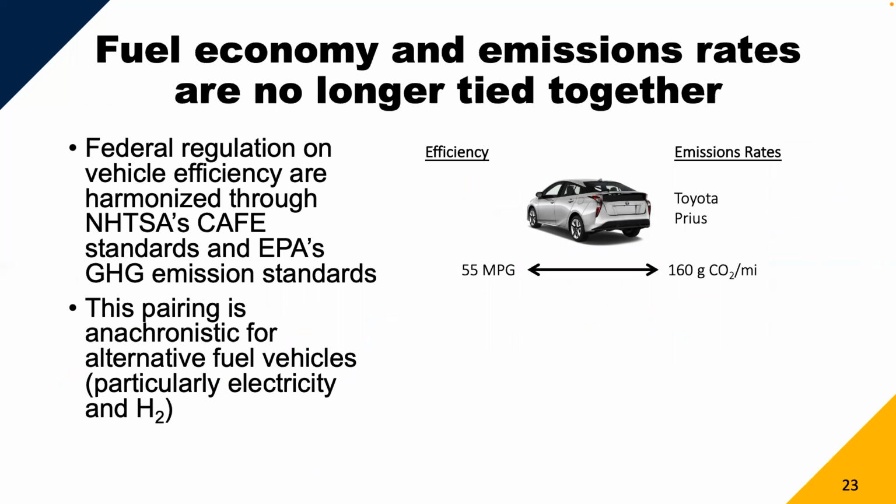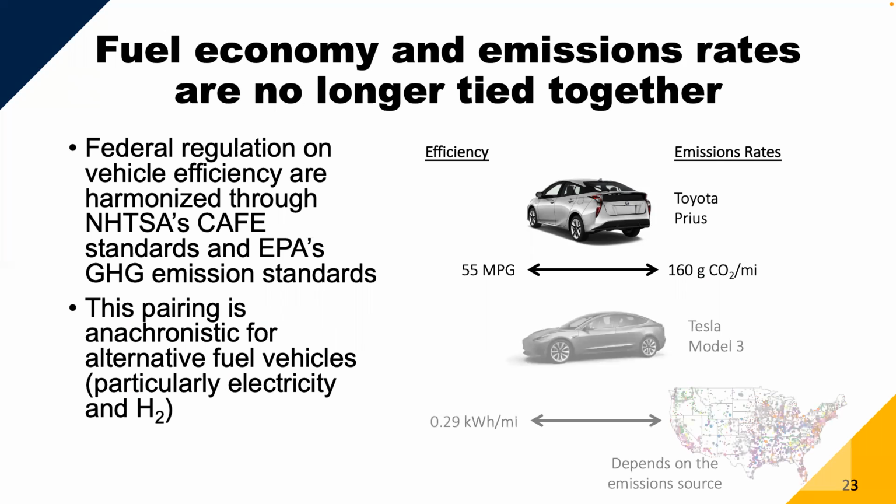So federal, this is specifically for electric vehicles. Federal regulation is harmonized between NHTSA's CAFE and EPA's greenhouse gas emission standards, right? We've talked about this. But for alternative fuel vehicles, this is different. So this is a gas car, let's say a Toyota Prius. It has 55 mpg on the NHTSA efficiency side, and it has 160 grams of CO2 per mile on the emissions rate on the EPA side.